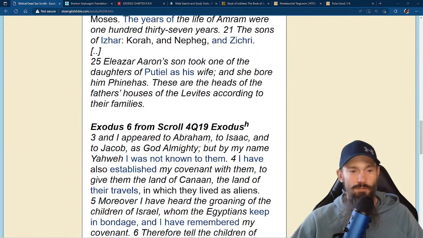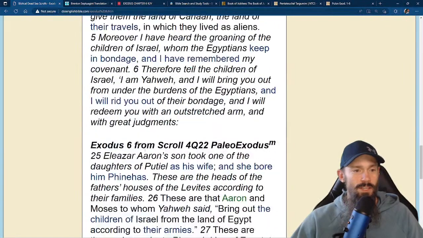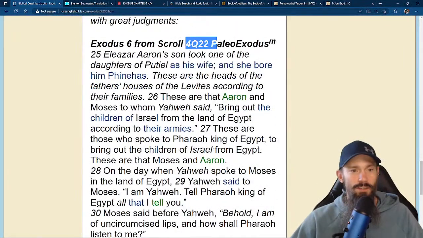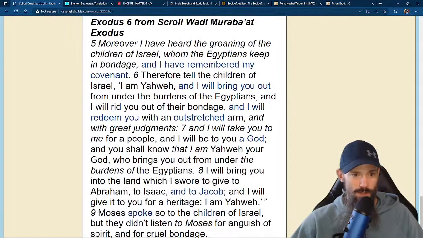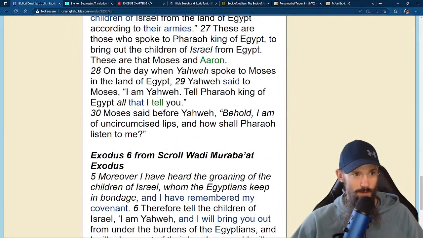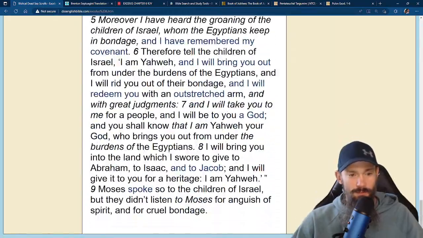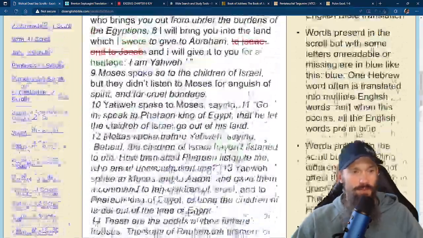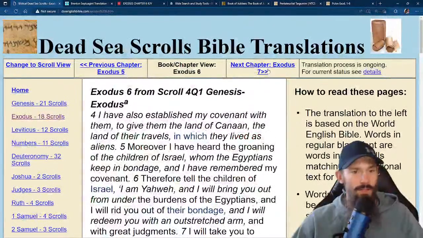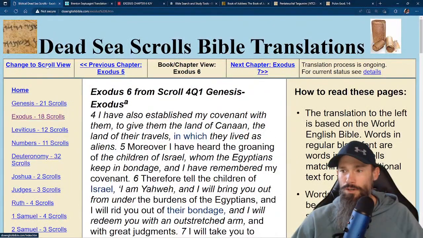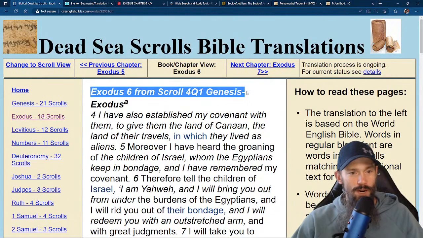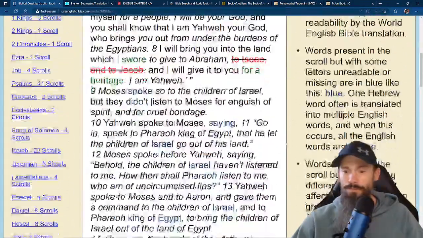Okay, so we got different fragments here, and this website's very useful. They have different fragments all put together, and you can look in chapter form, or you can do it in scroll form here. So I got it in chapter form, so it groups all the fragments of Exodus 6 together.